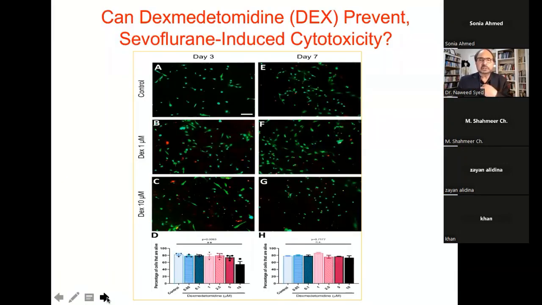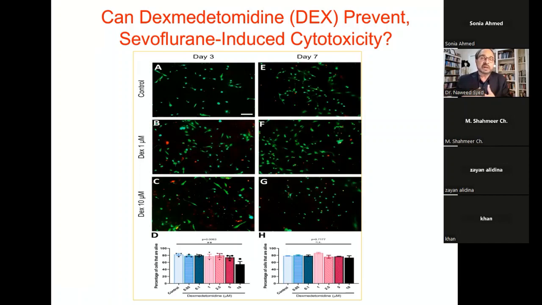So that really is the question, and that study was published. We really wanted to now go back and ask the question, how could we mitigate sevoflurane-induced cytotoxicity in these cultured neurons? So we started another series of independent experiments. We thought that if dexmedetomidine is used, or neurons are pre-exposed to dexmedetomidine, will it mitigate sevoflurane-induced cytotoxicity? So that really was the question.